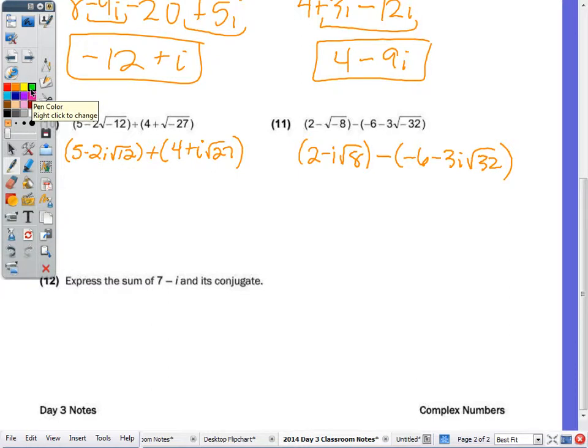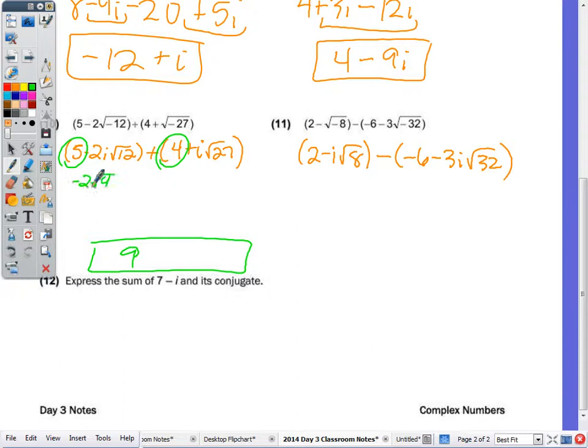So right now, you could essentially combine your two real terms. 5 plus 4 is what? 9. So my answer is going to be 9. Now I just have to combine the two radicals, if possible. They have to be like. So 12 is? So negative 2i radical 4 times radical 3. Square root of 4 is 2. Times the 2i out front is negative 4i radical 3.